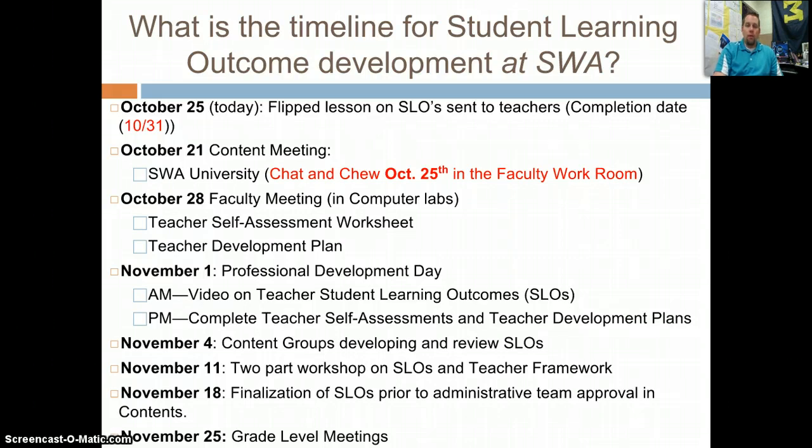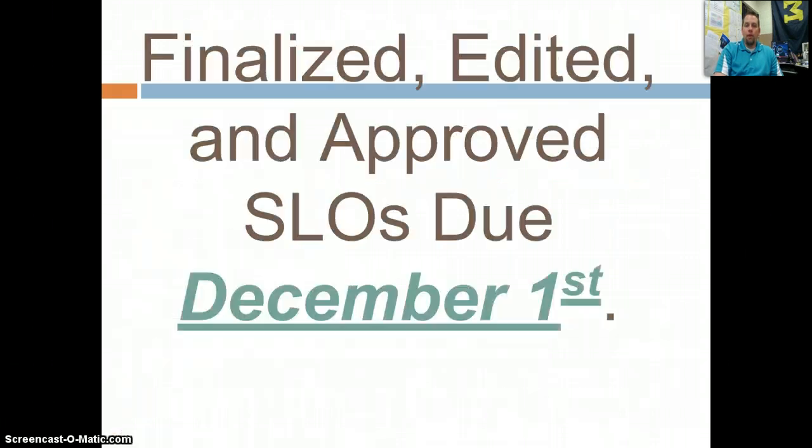On November 4th, in your content groups, you're going to work on developing and reviewing your SLOs. November 11th and 18th, you are going to continue to work on SLOs. You're also going to get more understanding of the teacher framework for Baltimore County. And then November 25th will be a grade level meeting.